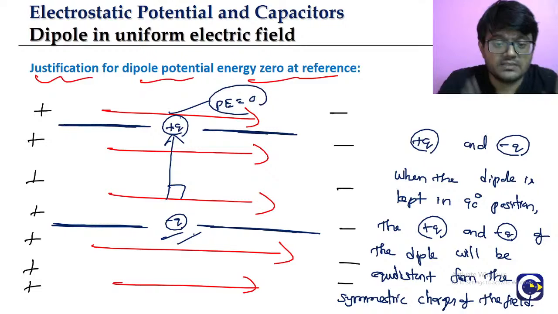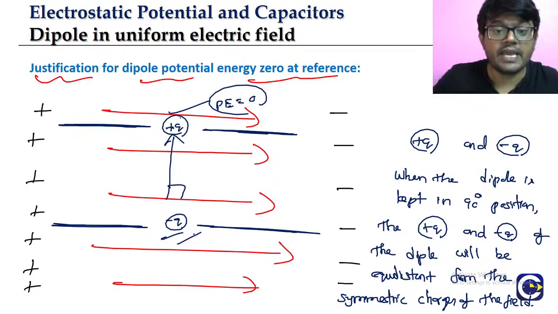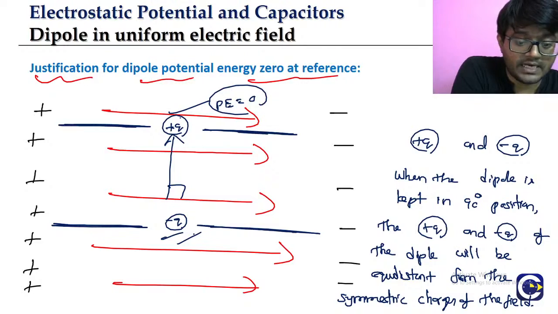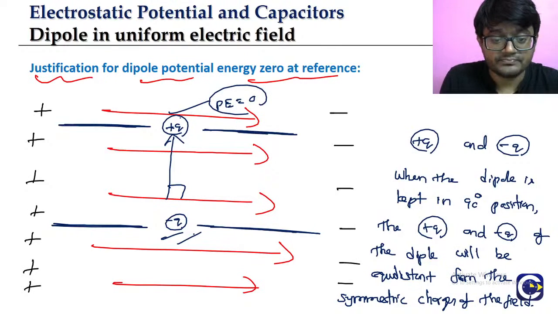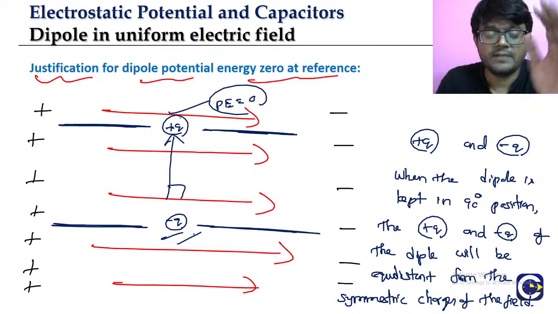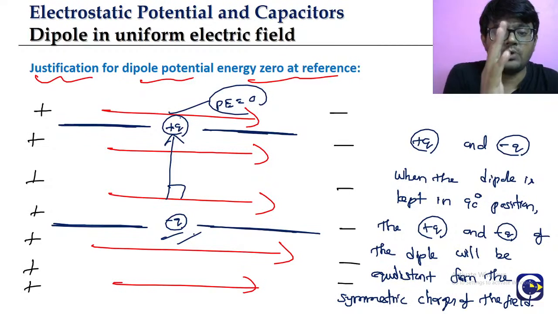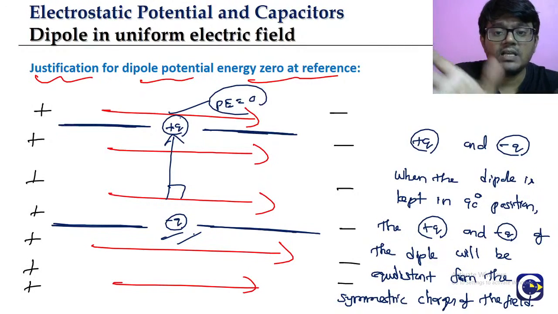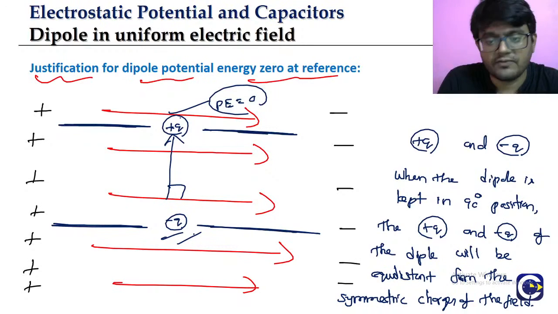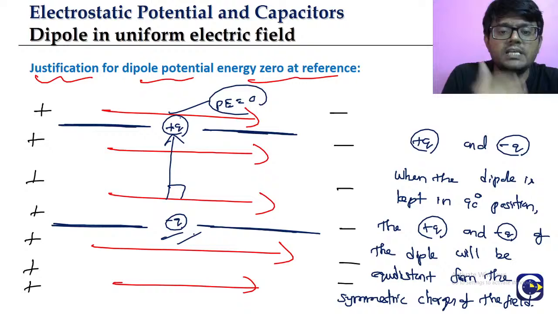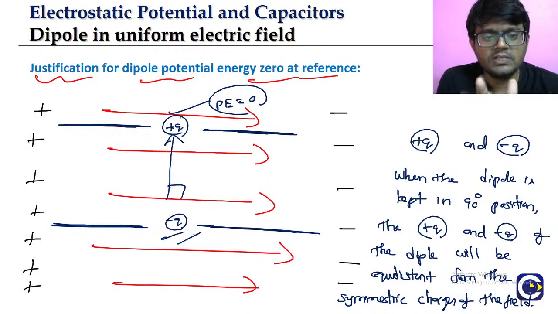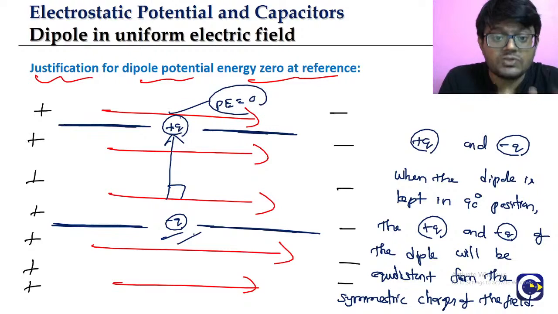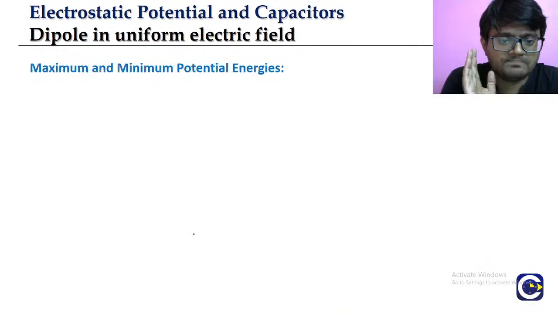So this is the justification. For the theta equal to 90 orientation, we take the potential energy value as zero. The justification is that in the theta equal to 90 orientation, the minus q and plus q of the dipole are equidistant on this side and that side from the symmetric charges of that uniform electric field. So the potential energy is zero. This is the justification based on this reference. Based on the reference, the potential energy formula is minus P cos theta, or minus P dot E. Okay?